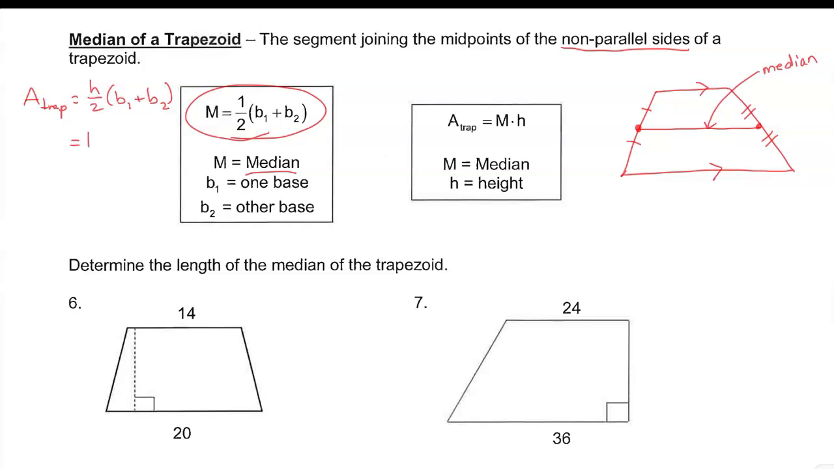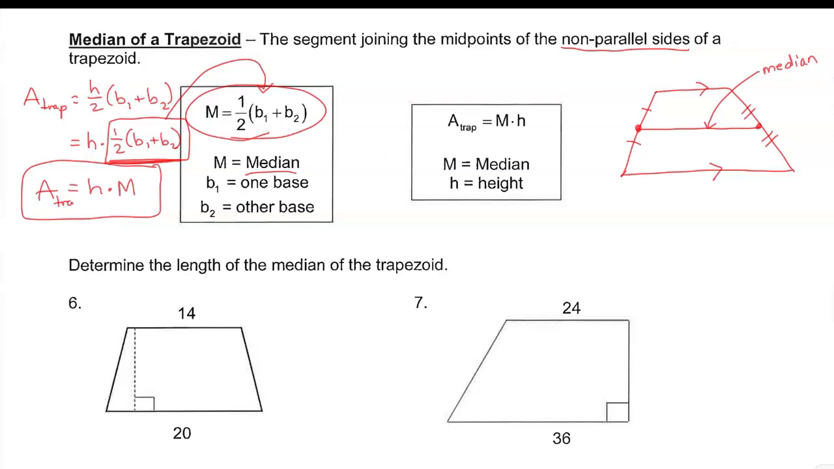H over 2 is half of h. So I could write that as h times a half times the sum of the bases. Do you see this part right here? 1/2 times the sum of the bases. That's the same thing as the median. So what we're going to do is replace that whole thing, 1/2 base 1 plus base 2, with the median. And that gets us another formula for area of a trapezoid. So that's the other piece of information right there.